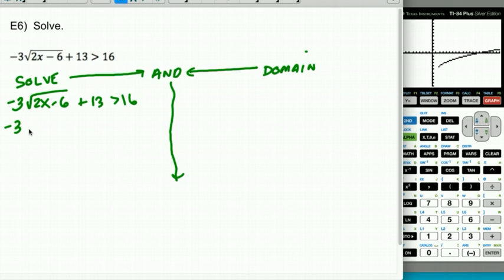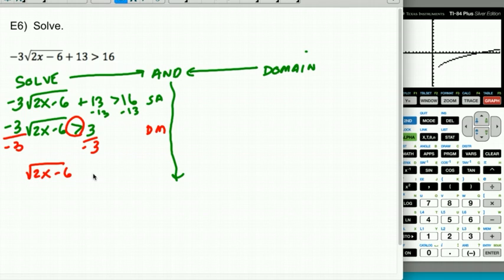So I'm going to solve by SADMEP, which means I'll do subtraction and addition first, right? So I'm going to subtract that 13 over and get is greater than 3. At this moment, there's something that I can spot, and we'll talk about it in a second. But let's say I don't spot it. So I did my subtraction and addition. The next step I'm going to do is division and multiplication. But remember that when I divide by a negative, I have to flip the direction of the inequality sign. So I'm going to get root 2x minus 6 is less than negative 1, right?